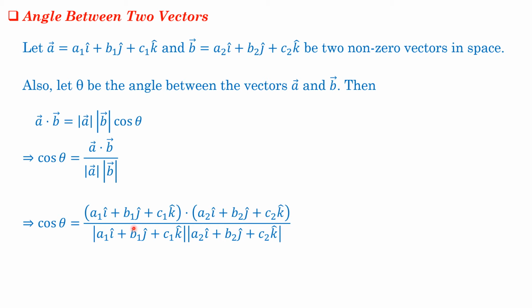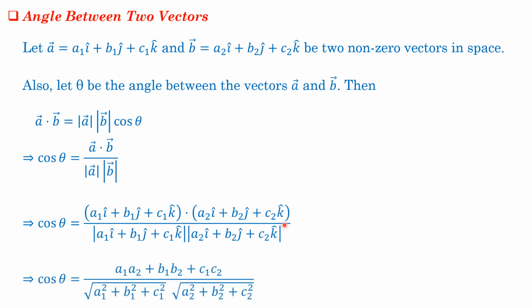Then start with b1. b1 a2 j dot i is 0, but b1 b2 j dot j will be equal to 1, so b1 b2 will remain there. Similarly, b1 c2 j dot k will be 0. Then start with c1. c1 a2 k dot i is 0, c1 b2 k dot j is also 0, c1 c2 k dot k is 1 only. So we have only three parts, a1 a2, then b1 b2, and then c1 c2. Other terms will be 0.